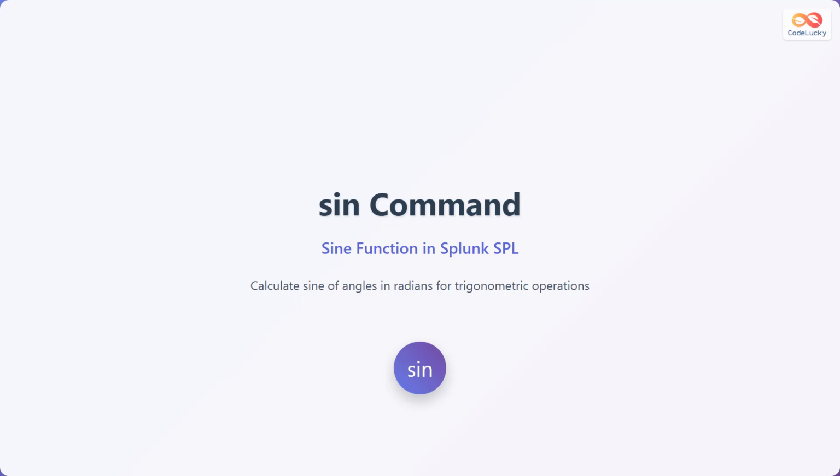Welcome to this tutorial on the Sine command in Splunk Search Processing Language. The Sine command is a mathematical function that calculates the sine of angles measured in radians. This function is essential for trigonometric operations and data analysis involving wave patterns, periodic data, or mathematical calculations. The sine function takes a numeric input representing an angle in radians and returns a value between -1 and +1, making it useful for various analytical scenarios in Splunk.